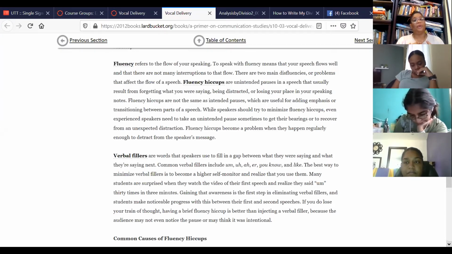So if you are approaching a topic for the first time, trying to speak on it, articulate it, you might find yourself pausing a lot more, searching for words, right? The more familiar you are with the topic and what you want to present, the easier it is you will start to flow in your speech. So fluency is how your speech flows.